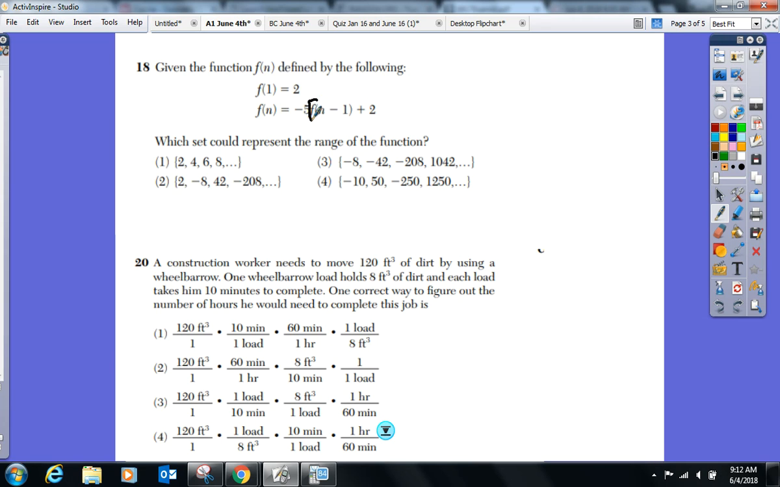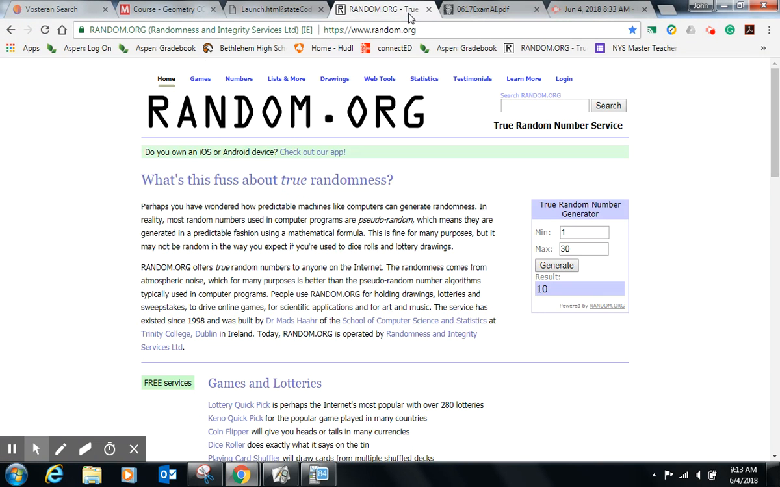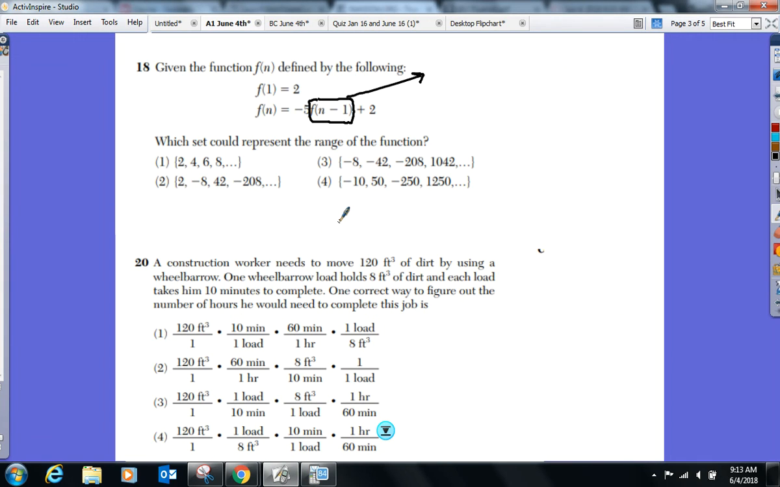Everyone see f of n minus 1. Give me another name for that little statement. Nope. f of n, that's f of n. That's f of n minus 1. So I'm looking for what here? A little help for them. That's the what? Previous term.